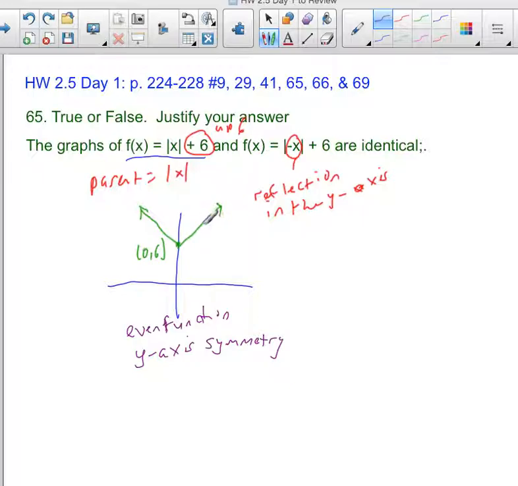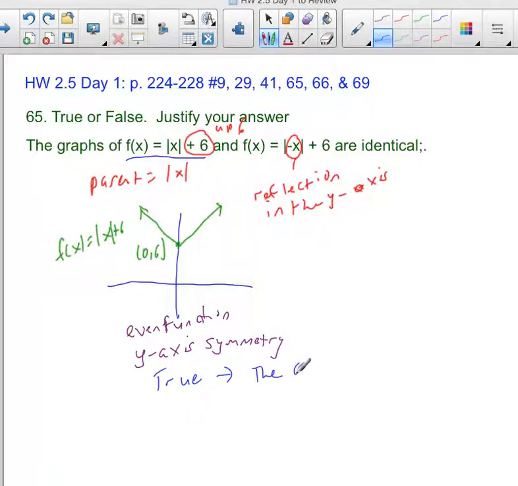So to go from this first graph, the absolute value of x plus 6, so that's what this graph is, to the second graph, we would reflect this first graph in the y-axis. But if we reflect an even function in the y-axis, we get the same graph. So this question is true.